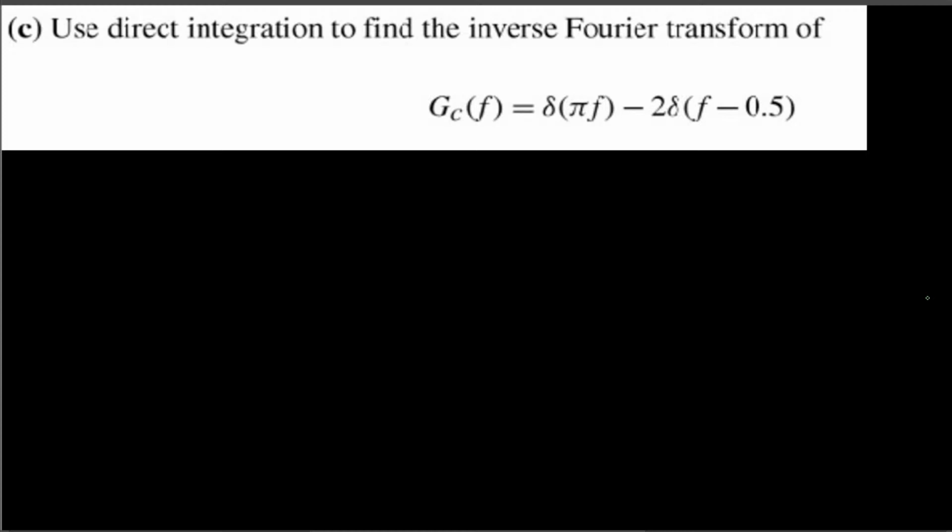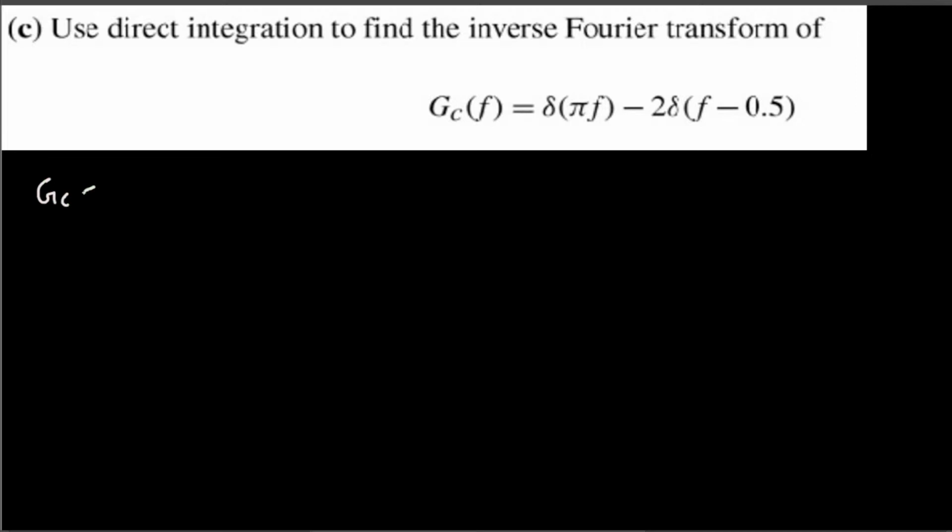This question is asking: use direct integration to find the inverse Fourier transform of G(f) equals delta(πf) minus 2 delta(f minus 0.5). Now first we have to know the Fourier transform property. To find the transform, this is the equation we are using.